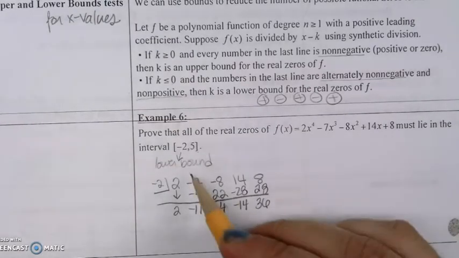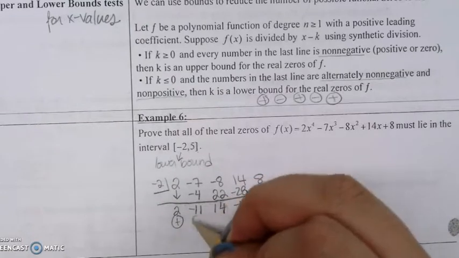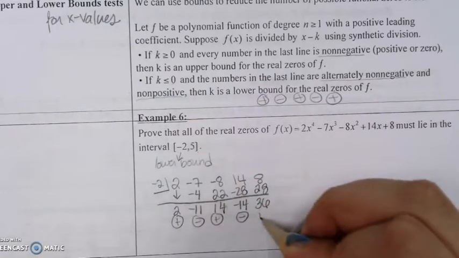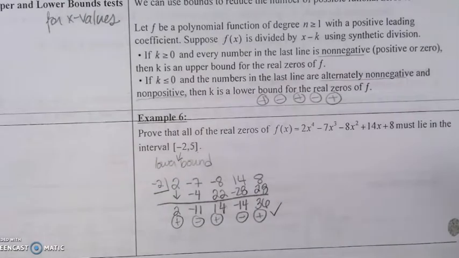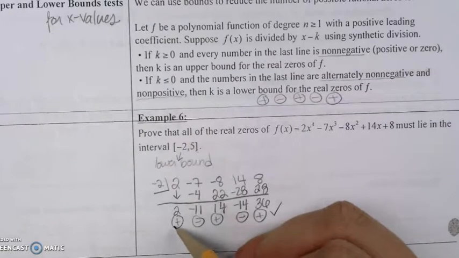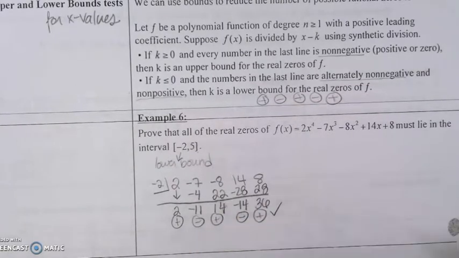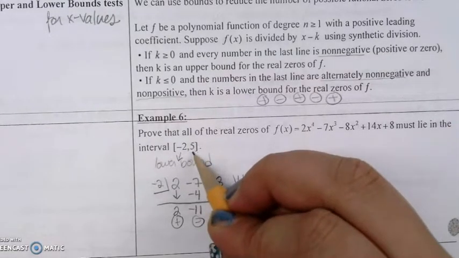Okay, so for a lower bound, I want the signs to alternate. Positive, negative, positive, negative, positive. So we're okay. That works. They alternate. It doesn't have to start with a positive. If it starts with a negative, they just still have to alternate: negative, positive, negative, positive.